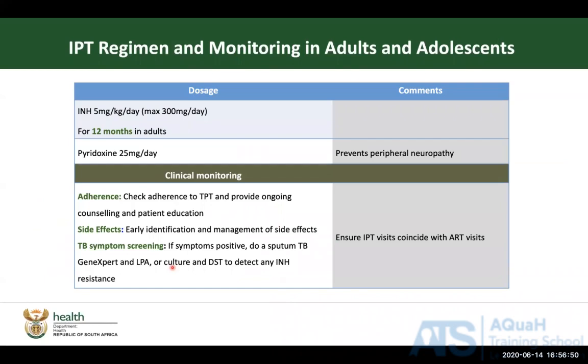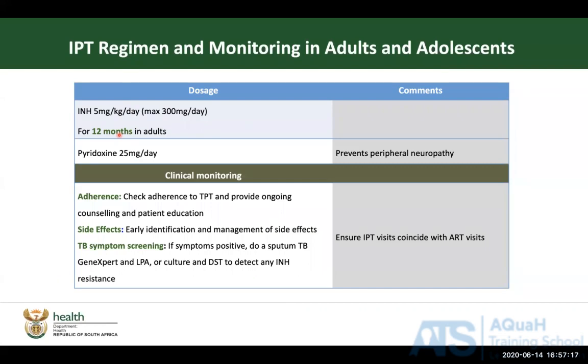In terms of dosages, the adult dose is 5 milligrams per kg per day to a maximum of 300 milligrams per day. We give it to a maximum of 12 months. And then children where there is a close contact are also eligible for 10 milligrams of INH per kg per day for a maximum of 6 months.